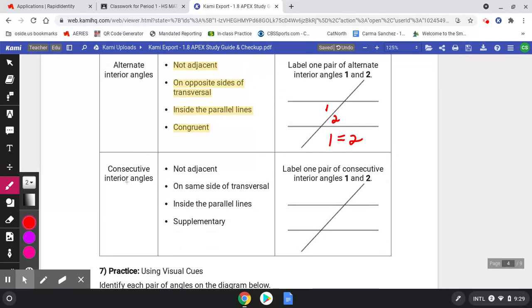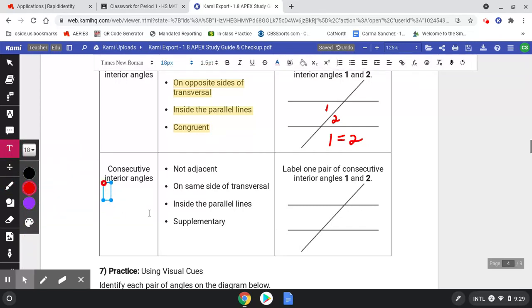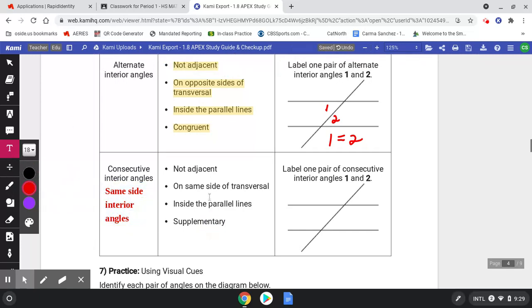Okay, consecutive interior angles. I actually called these by their other name during class. These are called same side interior angles. So I want you to have both names. And same side interior angles are not adjacent. They are on the same side of the transversal. They are inside the parallel lines. And they are not equal.